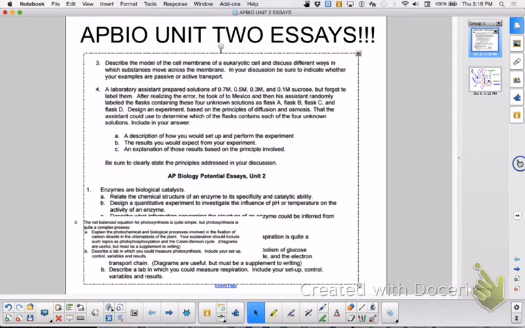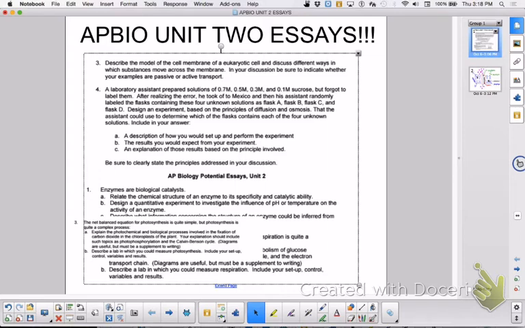Okay. The next question. A laboratory assistant prepared solutions of 0.7, 0.5, 0.3, and 0.1 molar sucrose, but forgot to label them. So after realizing the error, blah, blah, blah, design an experiment to figure out which one is 0.7, 0.5, 0.3, and 0.1. So tell me how you're going to perform it. What would be your flow chart? What would you expect? Okay, so let's talk about that.